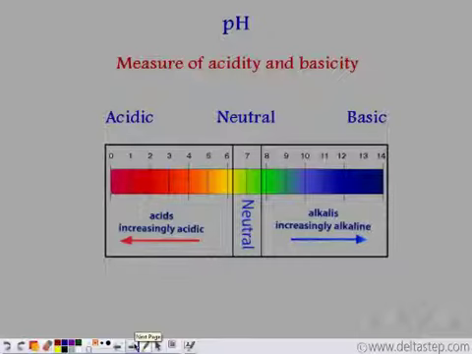A substance can be either acidic, neutral, or basic. So, the measure of acidity or basicity of a substance is known as the pH.